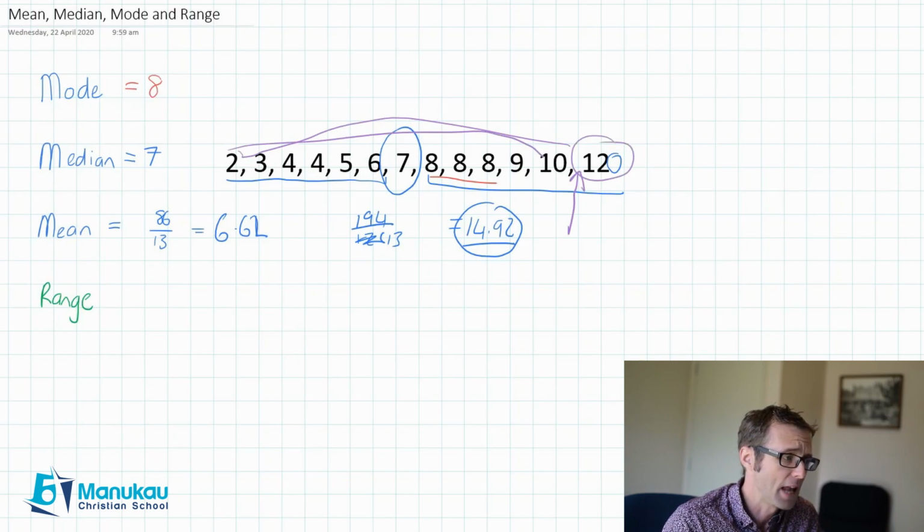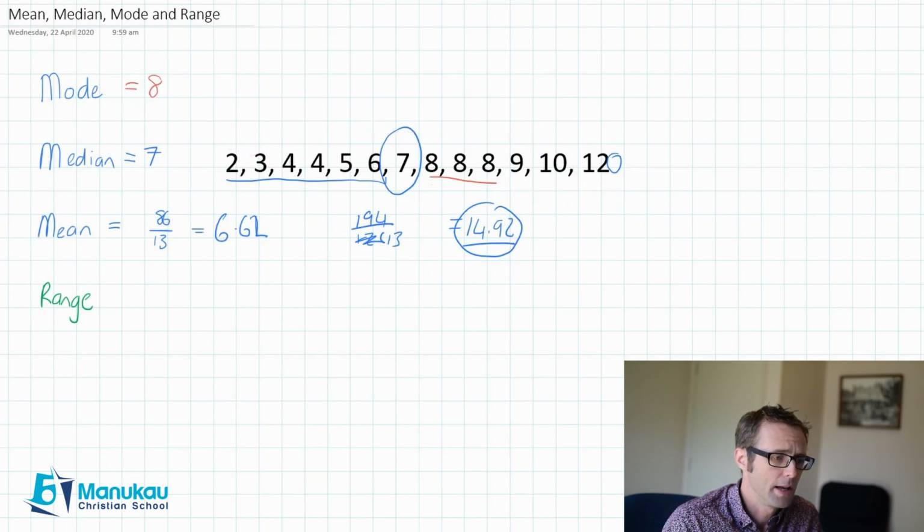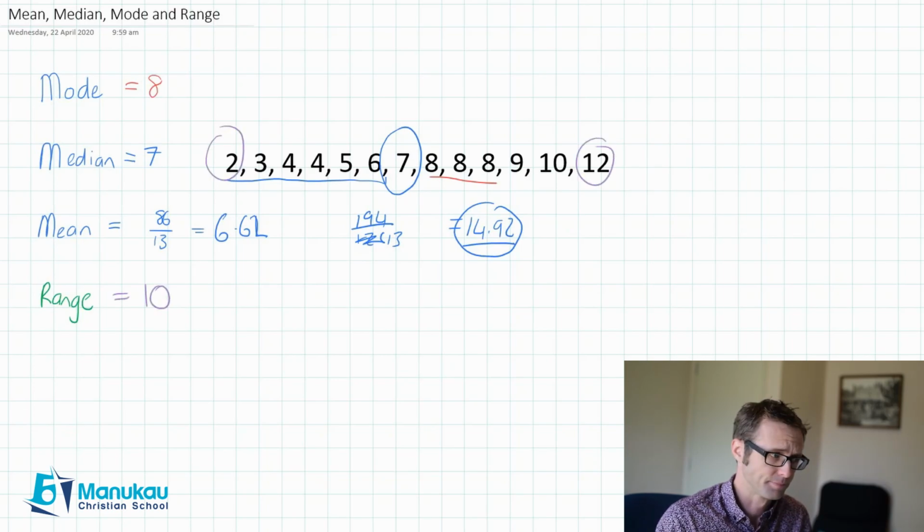Okay, the last thing we need to talk about is our range. So our range in this case is the highest value, 12, subtract the lowest value, 2. So the range is going to be 10.